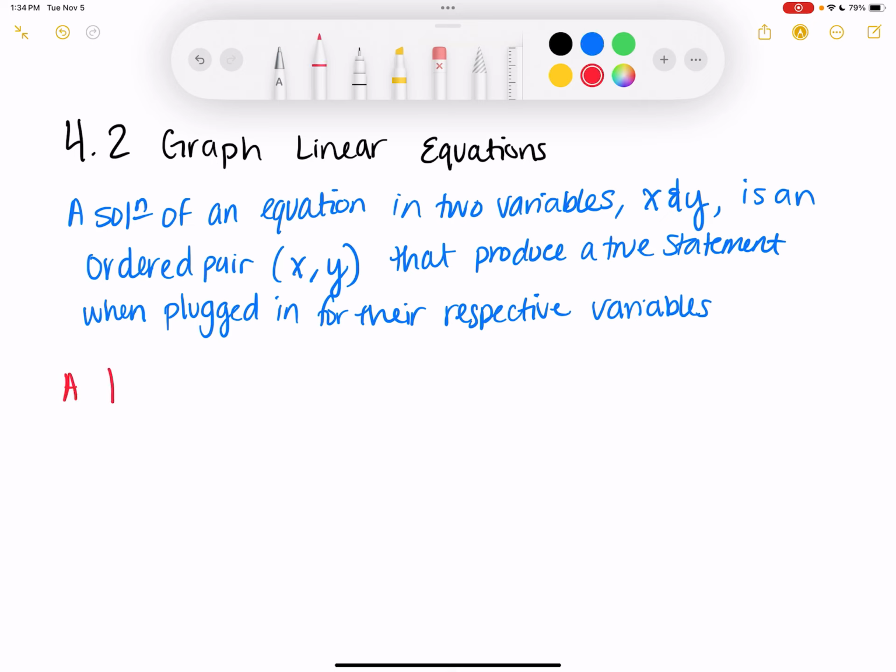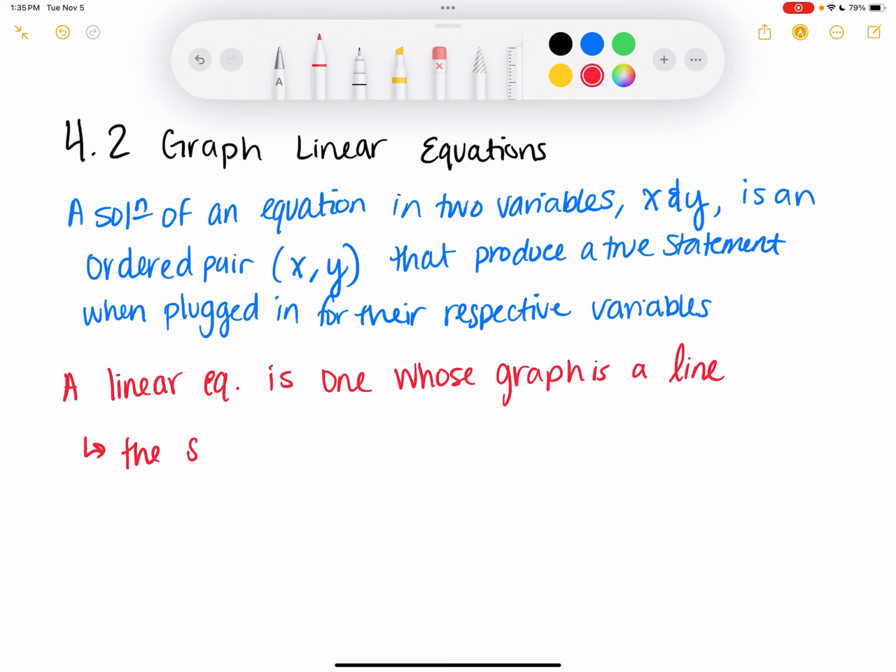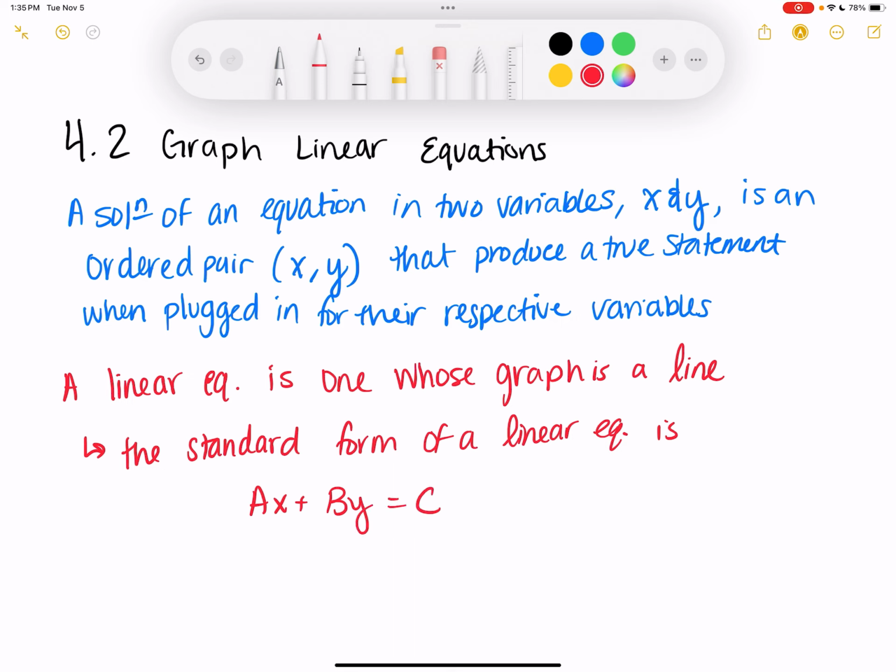A linear equation is one whose graph is a line. The standard form of a linear equation is ax plus by equals c.